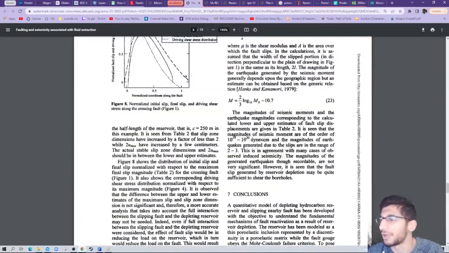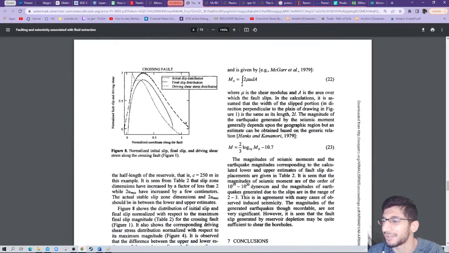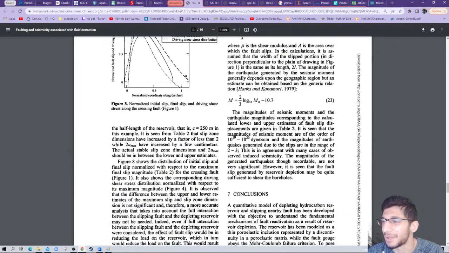So I believe right here it says this is an agreement with many cases of observed induced seismicity. No citation, so I can't really look into what he's talking about here with the agreement. He's saying that he ran some calculations, and it got him a magnitude of 2 to 3 that are caused. And over here he says that they're not very significant. So I'm not sure what he's alluding to here.